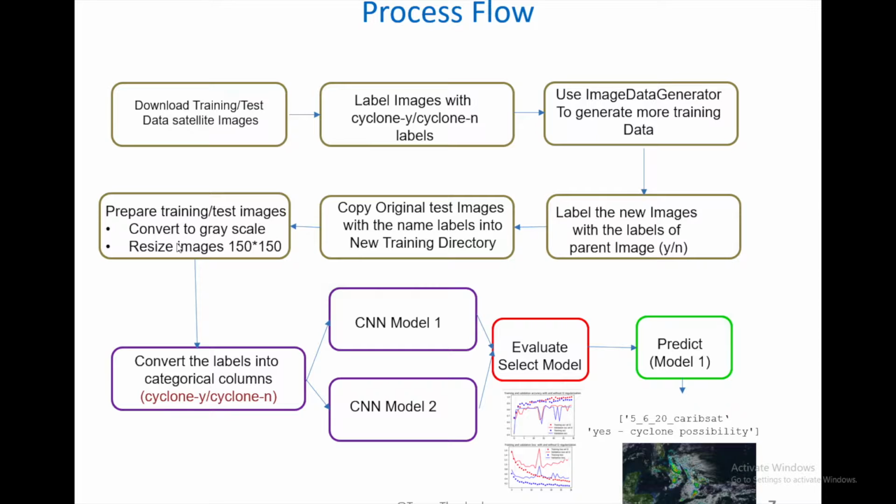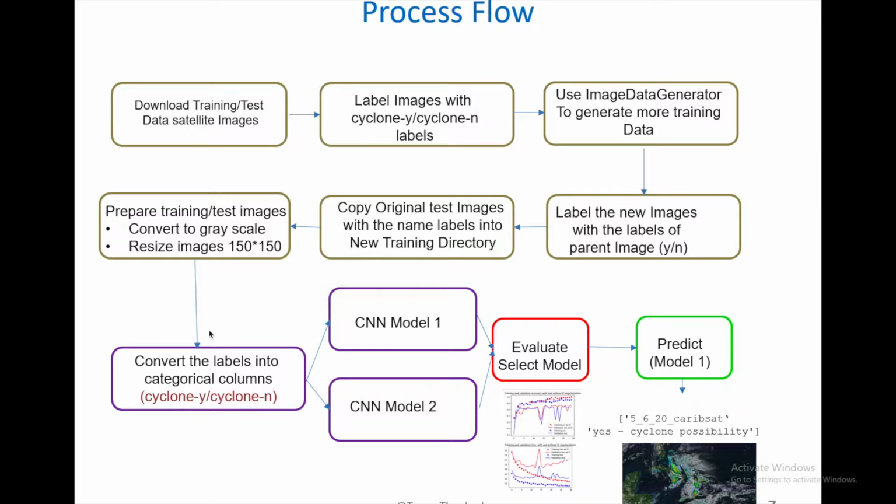Preparing the training and test images involved certain steps, and that consisted of converting them into grayscale images from RGB scale images, and then reducing and resizing the images to 150 by 150 to accommodate all the different sizes of images available on the internet that were being used as part of the training and testing.